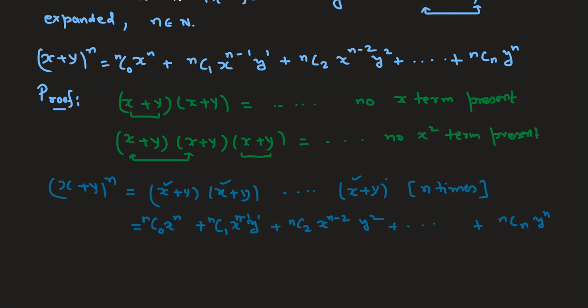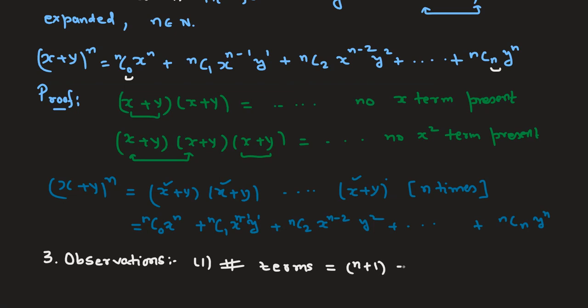Now next is our point number 3. Some observations we can make from the above result. Observations. Number one, you notice the total number of terms. How many terms are there? You notice that here the coefficient has the suffix 0 and ending with n. So 0 to n, total number of terms is n plus 1. N is the index of the binomial expansion. So index plus 1.